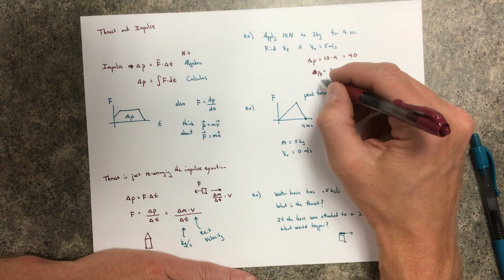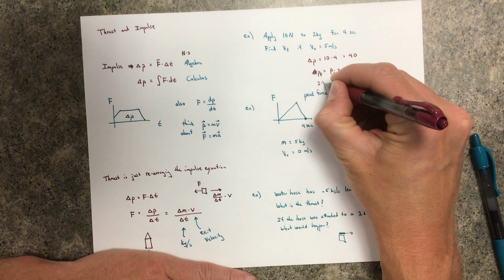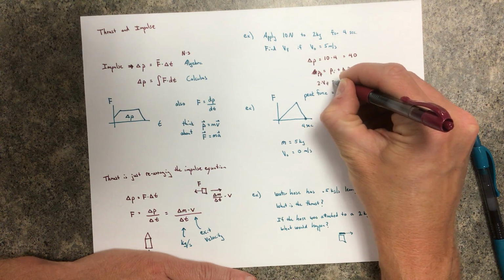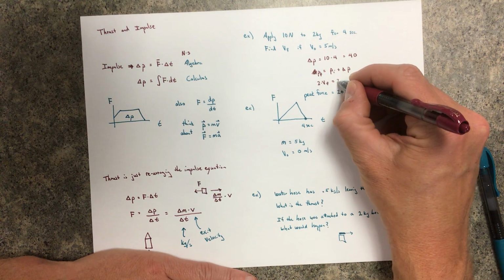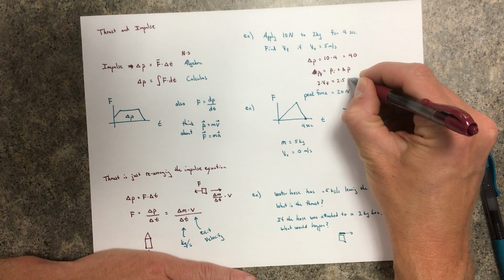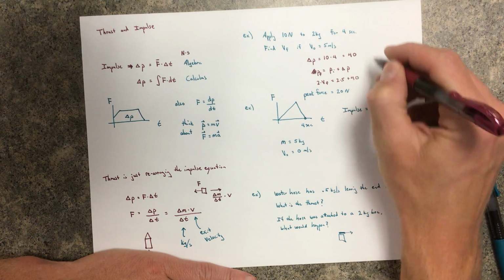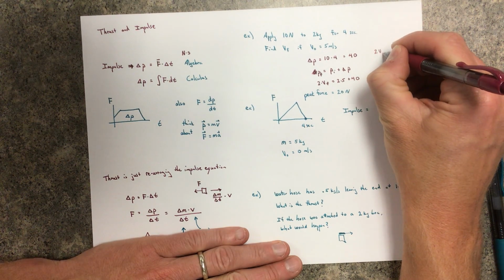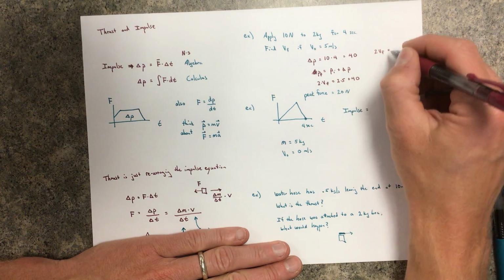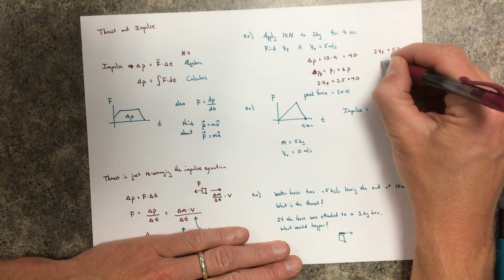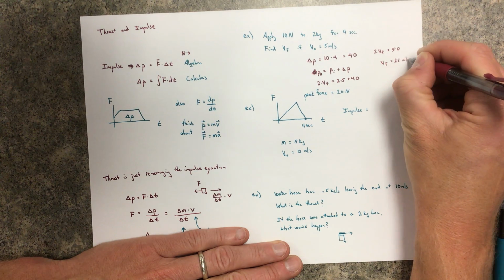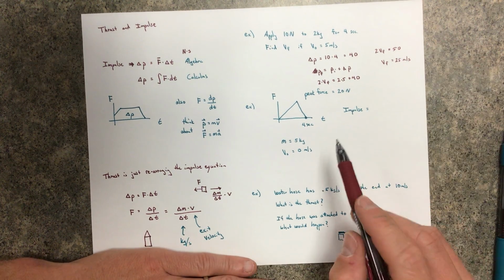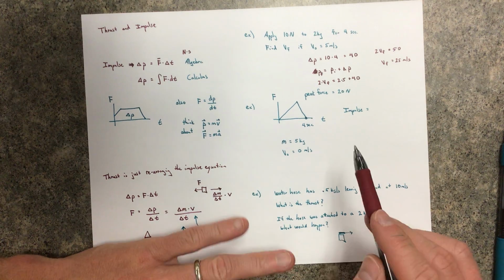The final momentum is just the mass times the final velocity. The original momentum, well, it's a 2 kilogram object moving at 5, plus the impulse of 40. So this is 2 VF equals 10 plus 40, which is 50, and I get a final velocity of 25 meters per second. So they can play around with velocities, kilograms, seconds, newtons, all that stuff.